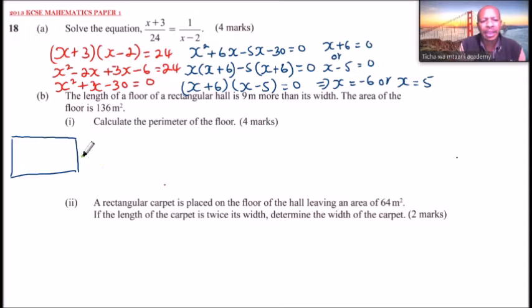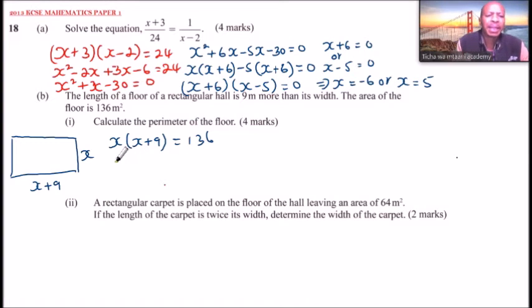So we are told that the length is 9 meters longer than its width. So as we say, the width is x centimeter, the length is x plus 9. So the area is x multiplied by x plus 9, and we are given the area is 136. So we can say x times x plus 9 is equal to 136. That will give you the area.